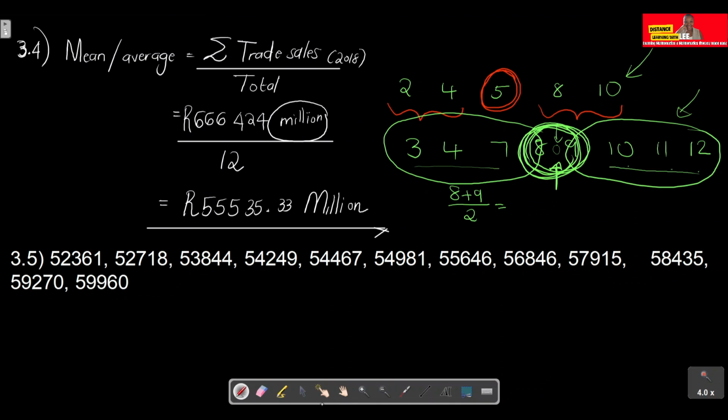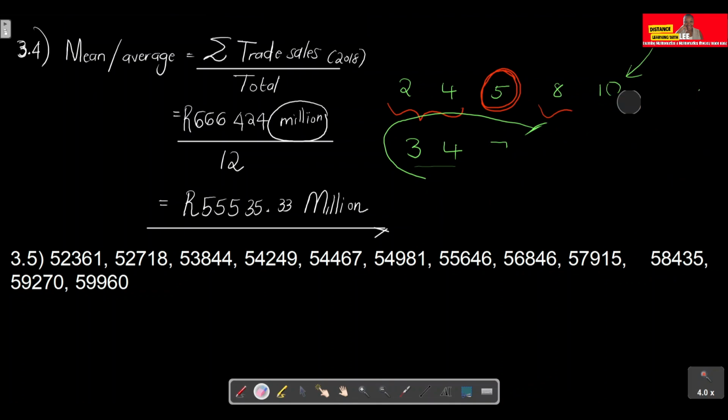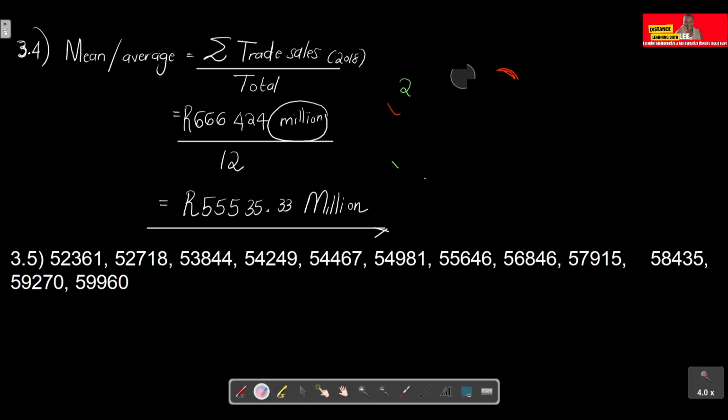Okay, so let's see what we are given in this situation here. Are we given an even or an odd data set? So here, how many values do we have? 1, 2, 3, 4, 5, 6, 7, 8, 9, 10, 11, 12. So you've got an even data set. So if you've got an even data set, then we know that our median value will be in between two values from this data set.